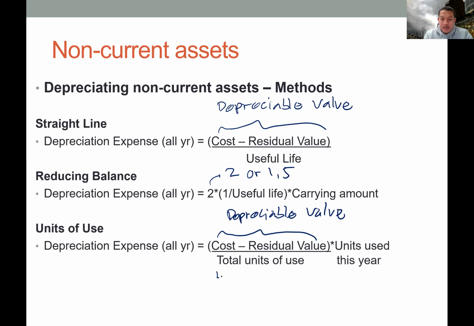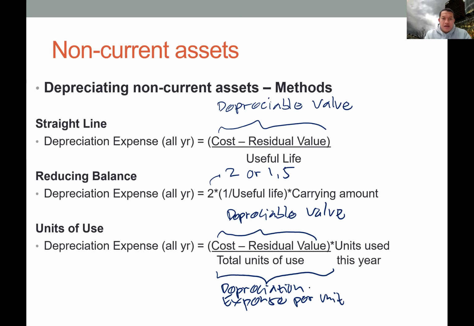So basically, using this formula, we could get depreciation expense per unit. After that, you simply multiply this depreciation per unit by the actual units produced by the company.